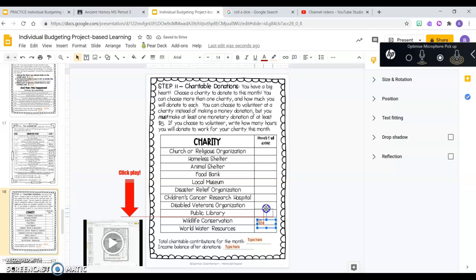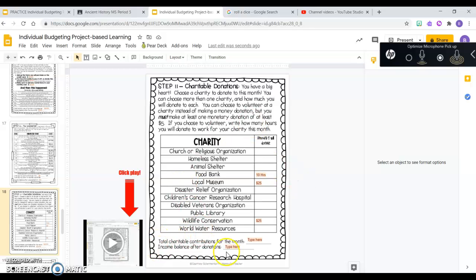I'm going to donate $25 to the local museum. Plus, you know what? I'm also going to spend some time working at the food bank, and I'm just going to give them some hours. I will donate over the course of a month 10 hours. 10 hours this month to the food bank.